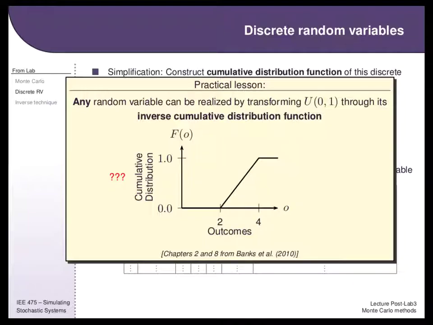Is this an exponential? Is this a normal? What is this? Take 30 seconds and talk to your neighbor and tell me, what does this cumulative distribution function represent? What distribution is that?